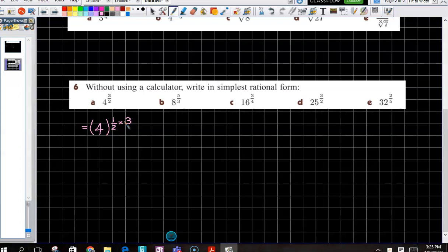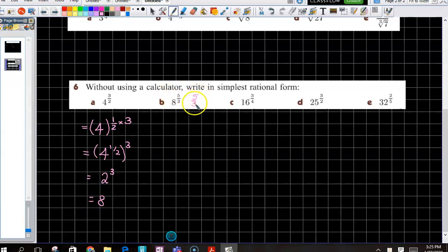Why is that helpful? Because this would then be, do you agree? Well, what's 4 to the half? Square root of 4 is 2. And you've got 2 cubed. So you're basically splitting this. So again, look at 5 over 3.